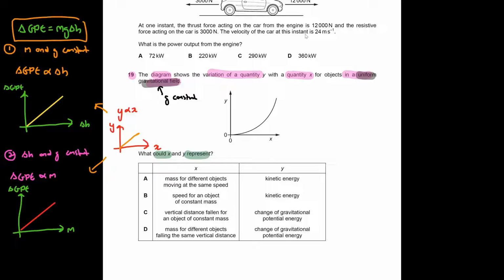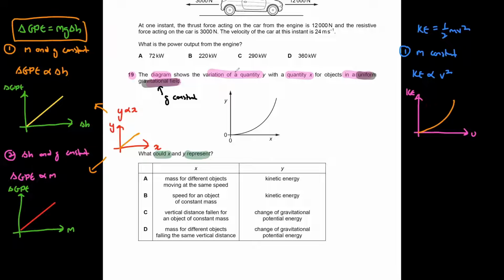Now, what about the case where you're talking about KE? Now, KE is half mv squared. So here you consider two cases. You make mass constant. For example, if mass is constant, KE is proportional to v squared. So now, if you were to plot a graph of, say, KE versus v, it will be a curve like this.